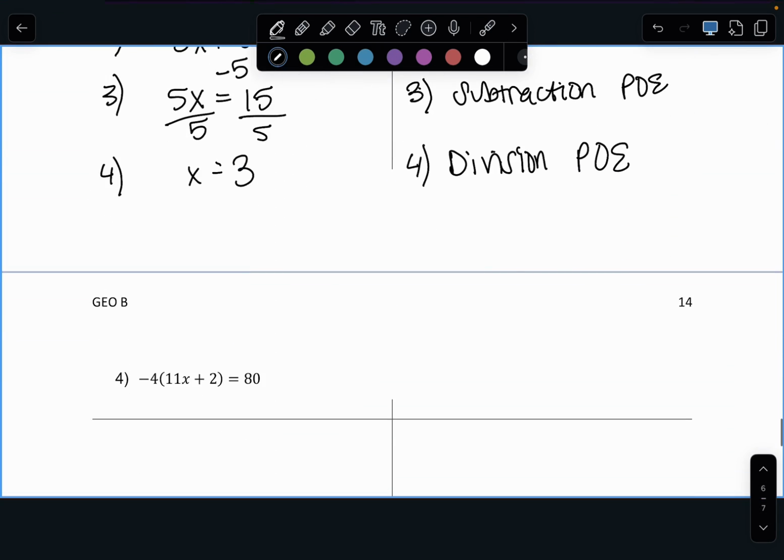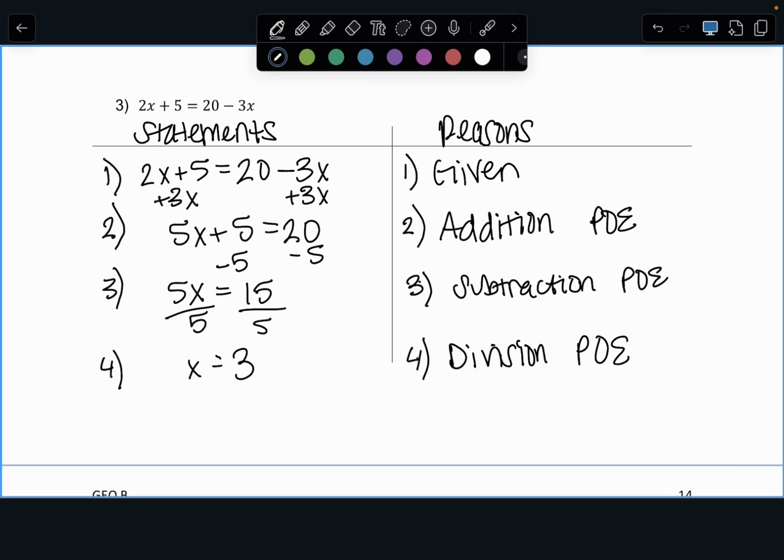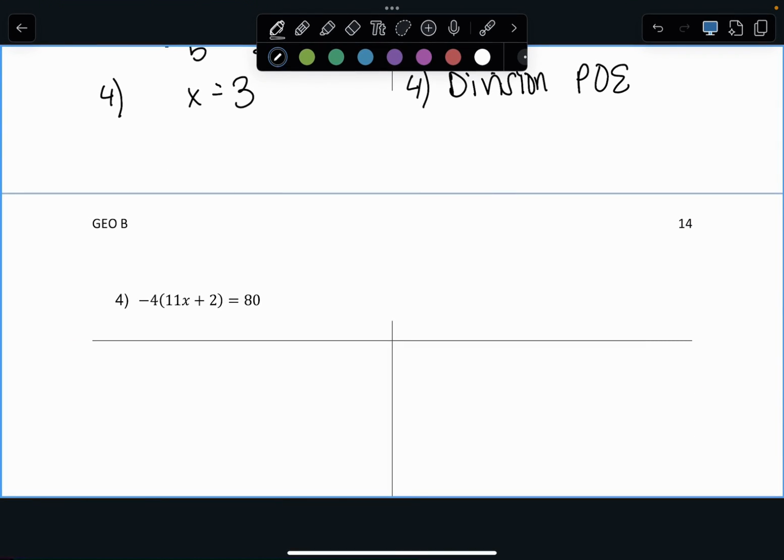Okay. Questions on this one? Again, if this said you have to prove that 3 is equal to x, we would have to flip it. It has to match perfectly. Okay. Next one.